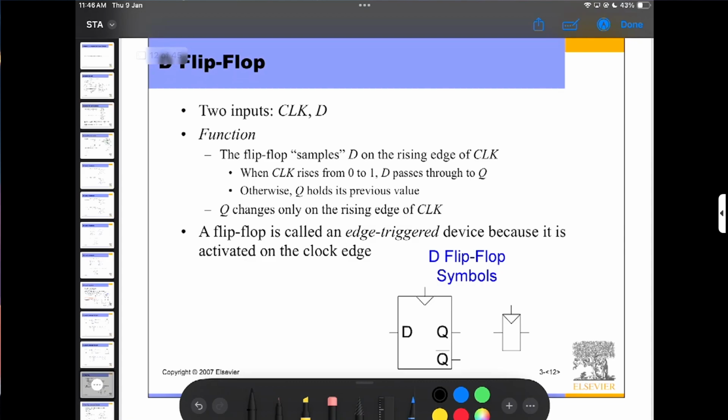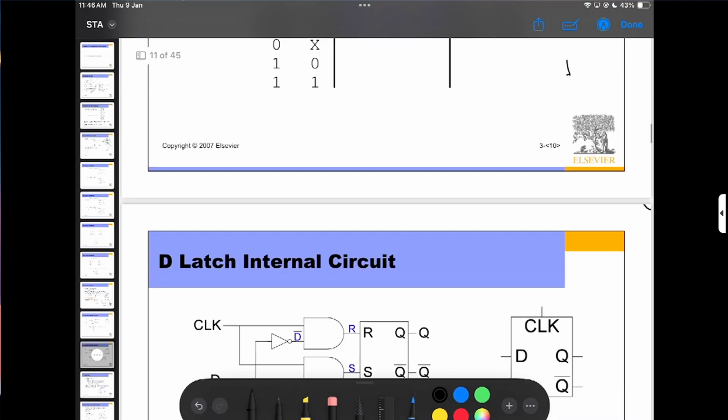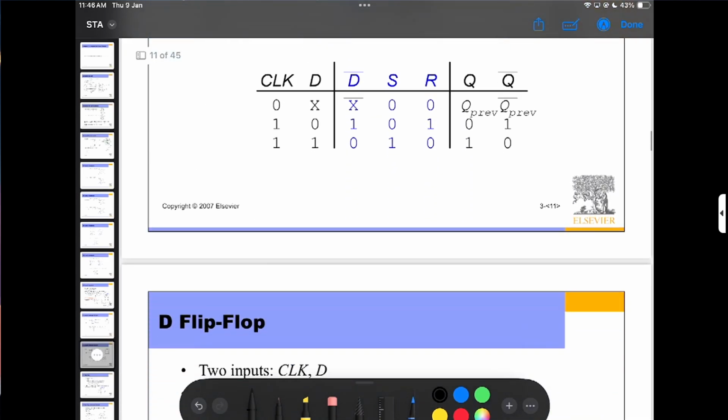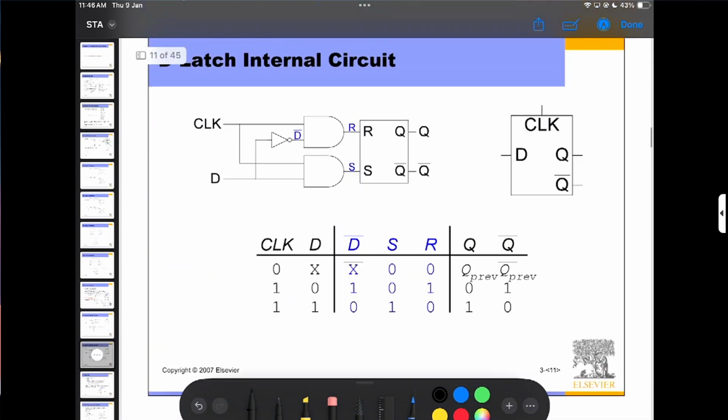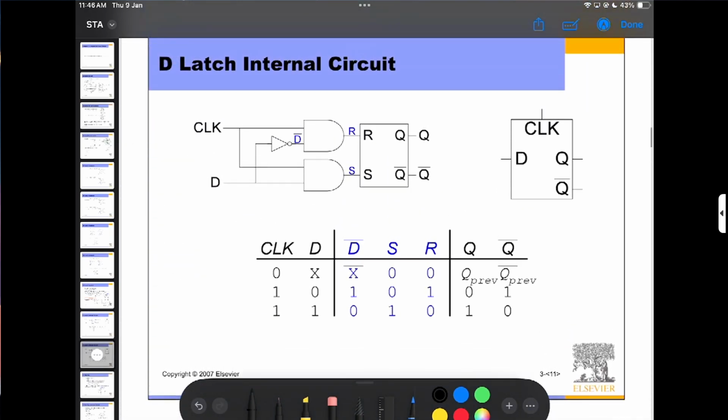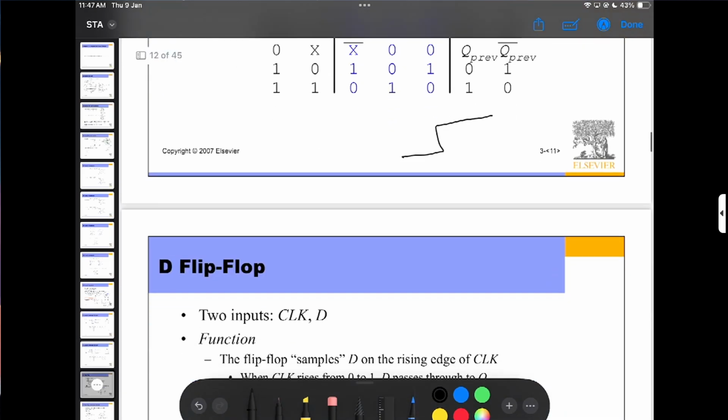Two inputs, clock and D. The flip flop samples D on the rising edge of the clock. So it's a flip flop, previously the D latch internal circuit. So these are flip flop symbols, D flip flop like this, and the clock signal. Whenever your clock is 1, at that time your AND gate will work.